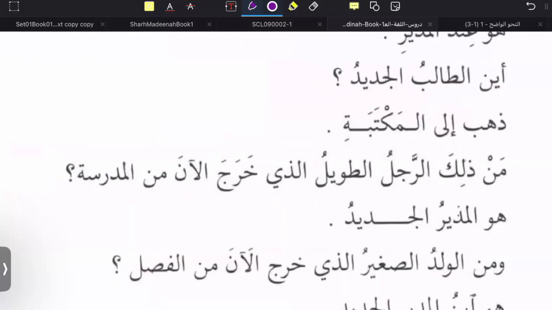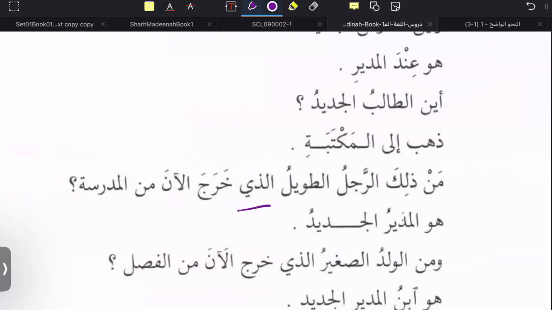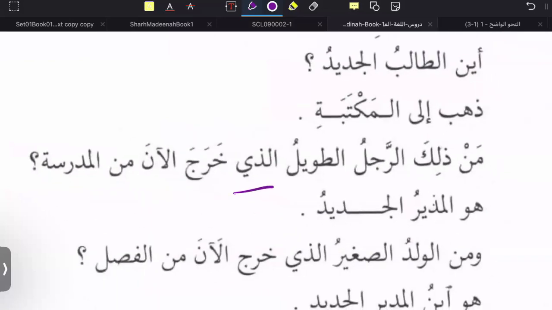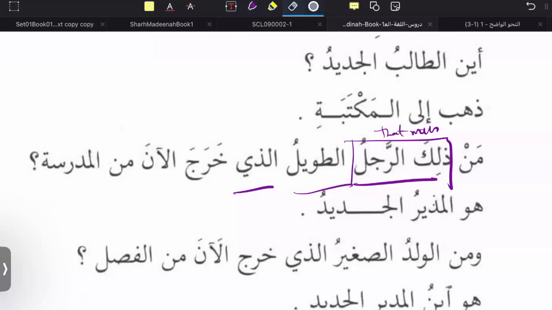So now we have section 2 of the same lesson. This is where he will talk about alladhi. So I'll skip a lot of this and go into this alladhi. So as you can see, he's saying man dhalika rajul. How would you translate dhalika rajul? You say, that man. Who is that man? At-tawil. Now we are describing more about that man. So you're saying at-tawil. So who is that tall man? So now you have to change your meaning. The tall man. How do I know to say tall man instead of saying the man is tall?